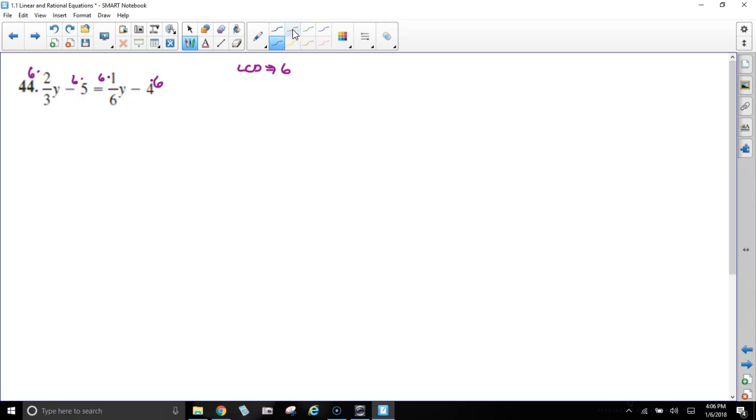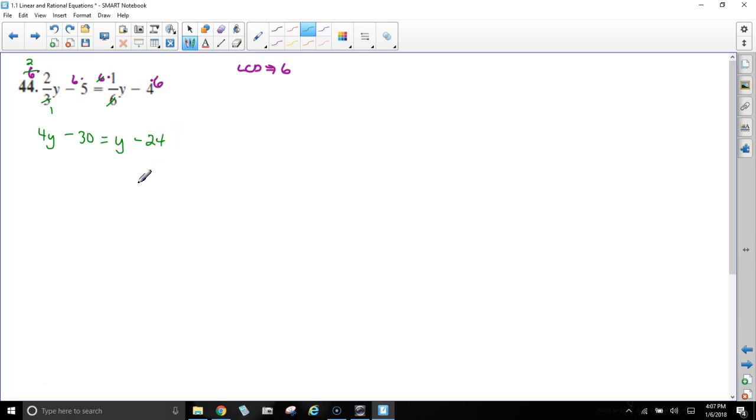Now comes the fun part where we get to start wiping out those common factors. 3 for this term will go into 3 one time. 3 will go into 6 2 times. So we're left with 2 times 2y, which is 4y. Okay, here nothing to reduce, so 6 times 5 is 30. Here we can reduce the 6's, leaving us with just 1y. Minus 4 times 6 is 24.